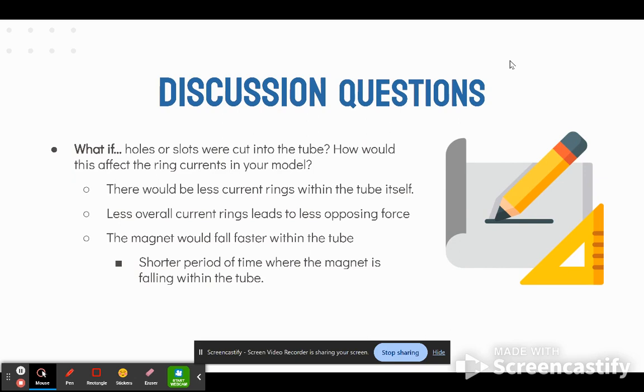As for the second question, if there were any holes or slots in the tube, there would be fewer current rings within the tube itself. Therefore, with fewer overall current rings, there would be less opposing force within the tube, and thus the magnet would probably fall faster. That would result in a shorter period of time that the magnet is falling within the tube. Thank you.